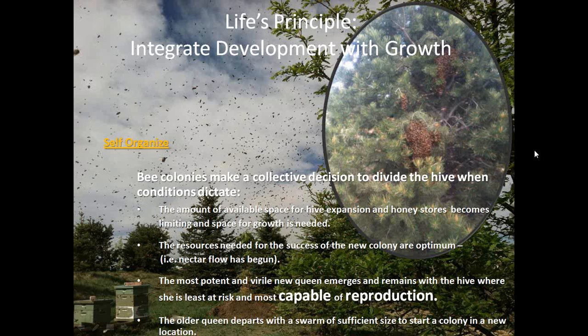And they put the most potent and virile queen in the location where she's going to be most likely to survive, and that's in the existing hive, while the old queen, who is probably the least viable, goes out with the new colony. So she's the most at risk, but the least able to promote new growth and development until she creates a new queen in a new location.